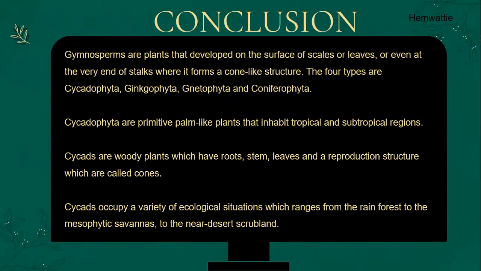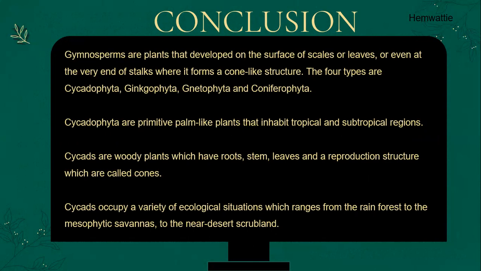So to conclude this presentation, gymnosperms are plants that develop seeds on the surface of scales or leaves or even at the very end of a stalk where it forms a cone-like structure. The 4 types of gymnosperms are Cycadophyta, Ginkgophyta, Gnetophyta, and Coniferophyta.